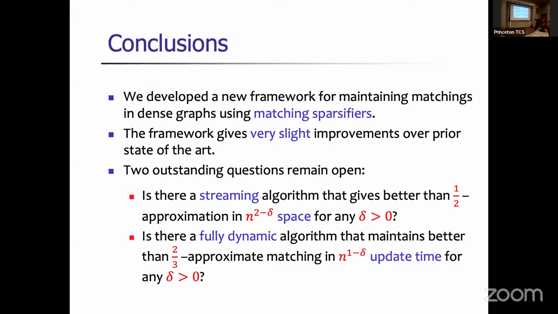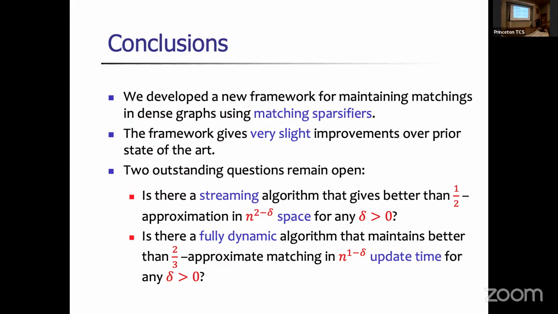The first one is, can you design a streaming algorithm that gives better than half approximation to the matching problem in n to the 2 minus delta space for any delta greater than 0? Just a small polynomial improvement over n squared. There is no barrier which rules this out, but it remains open. And I would say that for streaming algorithms for graph problems, this is perhaps at this point the most prominent open question.